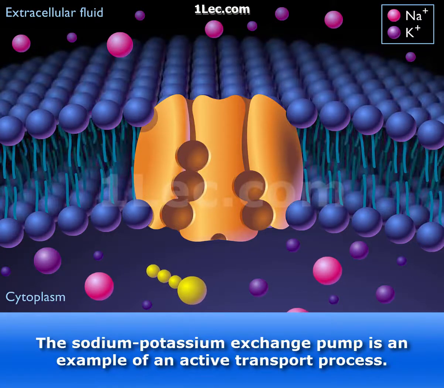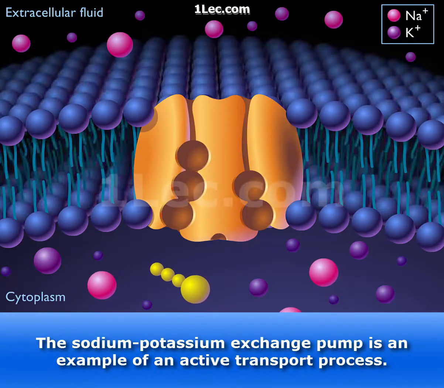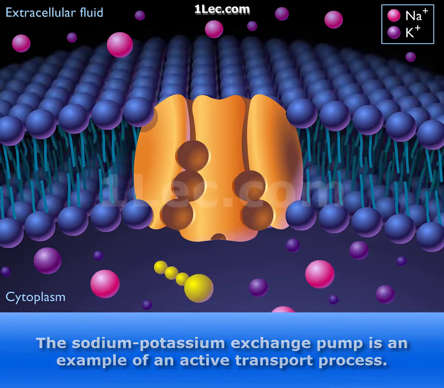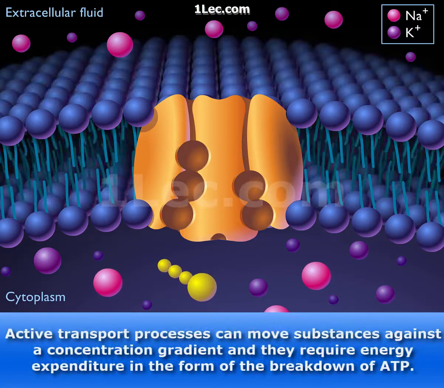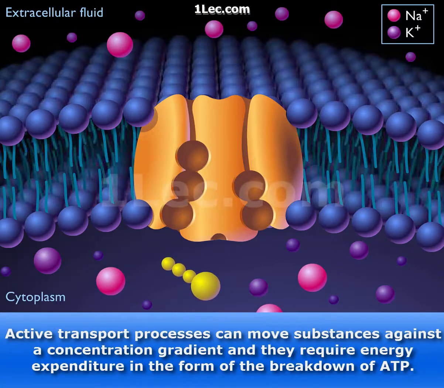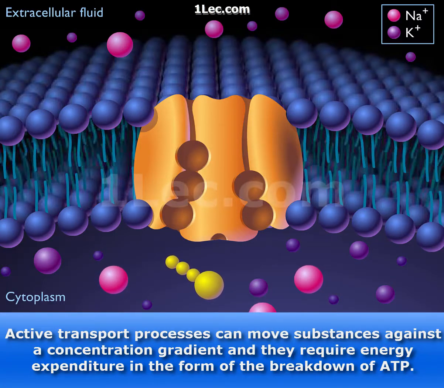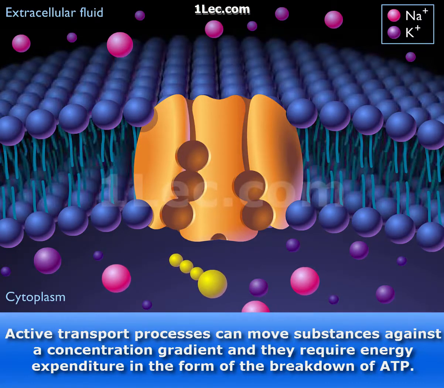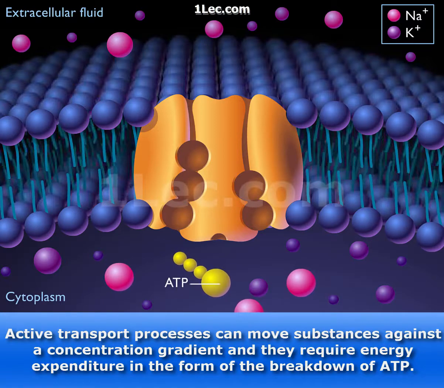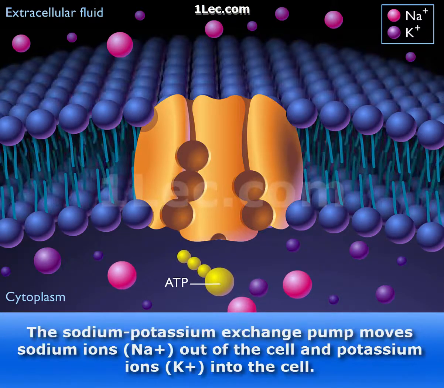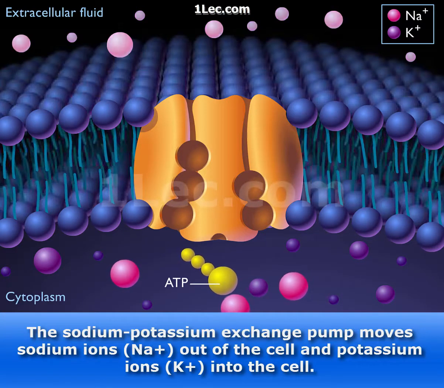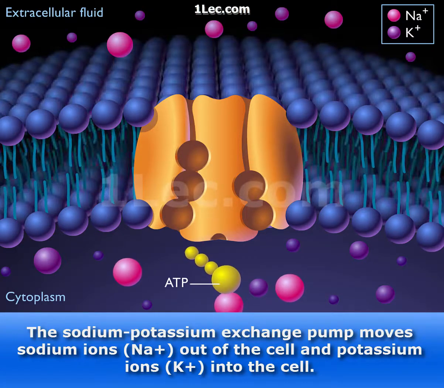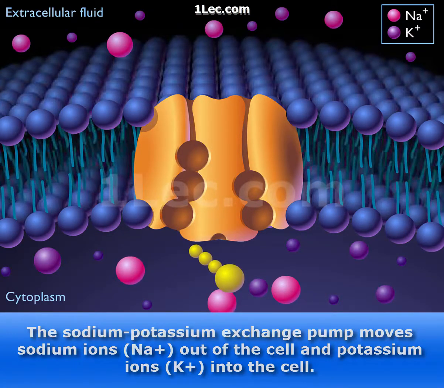The sodium-potassium exchange pump is an example of an active transport process. Active transport processes can move substances against a concentration gradient, and they require energy expenditure in the form of the breakdown of ATP. The sodium-potassium exchange pump moves sodium ions out of the cell and potassium ions into the cell.